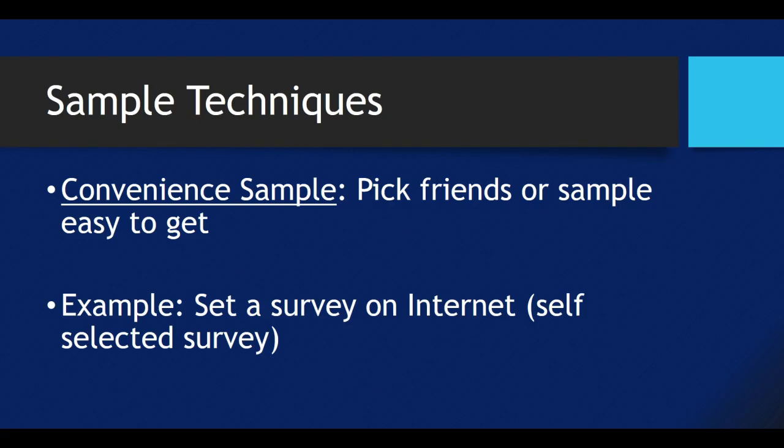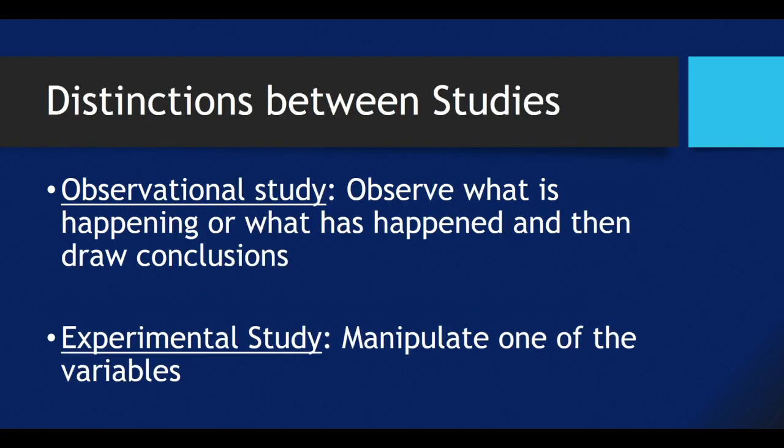All surveys or all polling done by putting up a poll on a website, or sending out a poll to everybody's email, or sending out a poll to everybody's Facebook, those are all convenience samples. Those are all self-selected surveys, which are convenience samples.